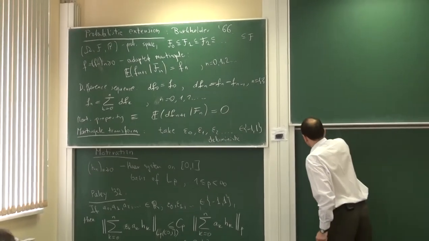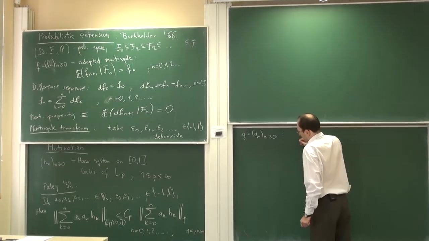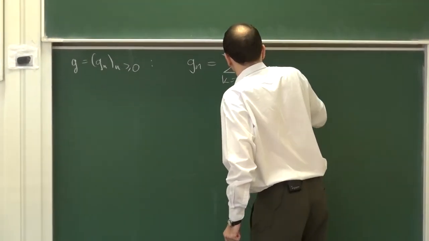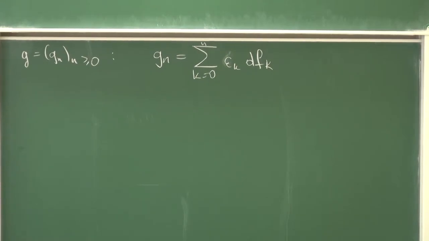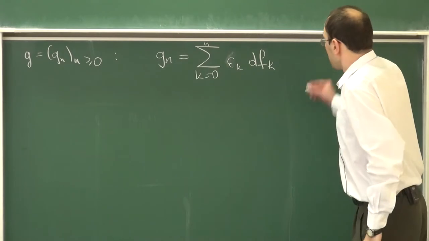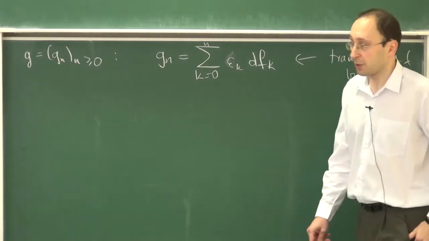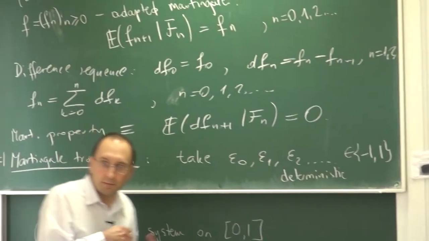All right. Okay, so then, if we define the following sequence, the following formula, very similar to this equation, but we multiply by this epsilon k. In other words, we change the sign or we leave it unchanged. This thing is called the transform of f by epsilon. Just for notation, let us mention here that if we assume that this transforming sequence epsilon is as here, deterministic and with values in plus minus one, then such an object will be called a plus minus one transform.